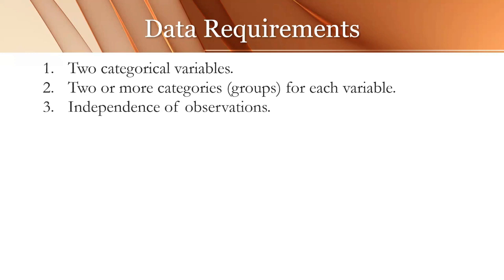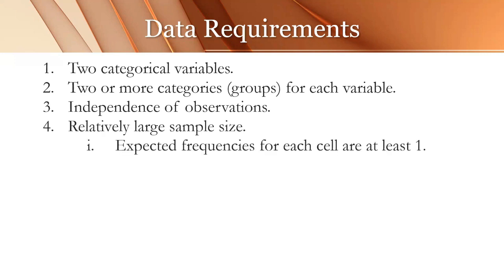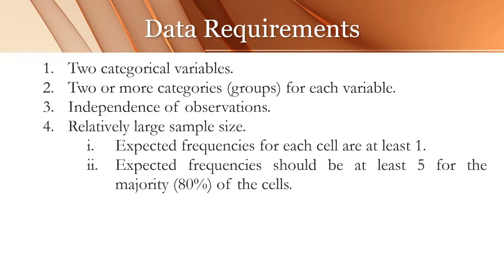Next, independence of observations. That is one. Relatively large sample size. Another important aspect is that the expected frequencies for each cell are at least one. Now we are going to have the table, and I'm going to explain what these expected frequencies are. Once we complete the tabulation, one requirement is that each cell should have at least one frequency, and 80% of the cells should have at least 5 frequency. Very important feature: expected frequencies should be at least 5 for the majority.